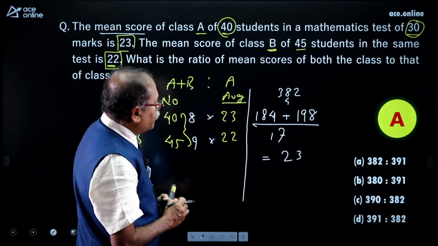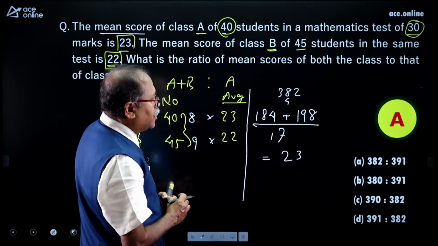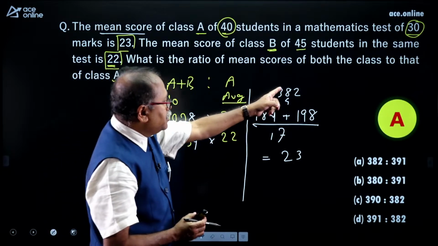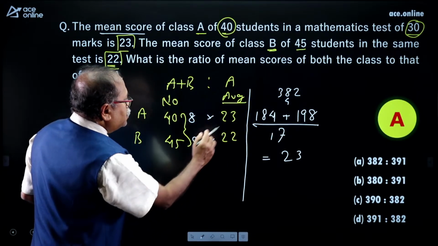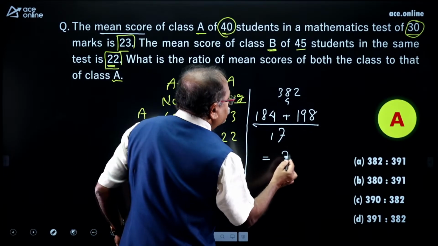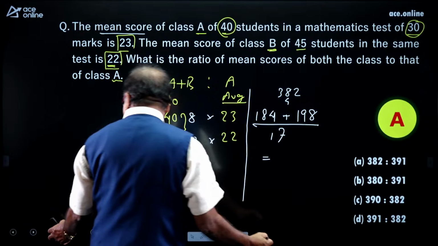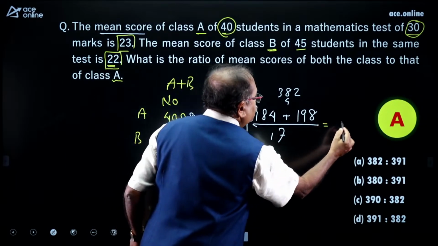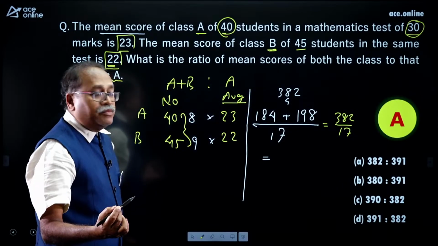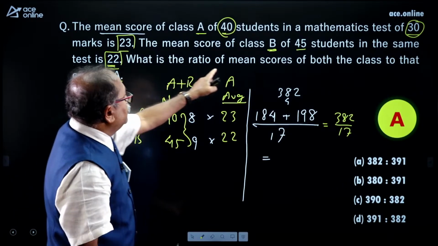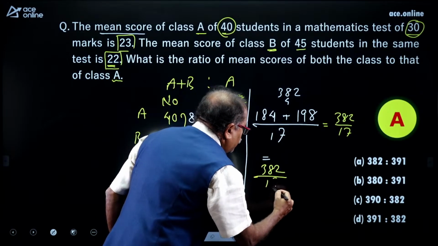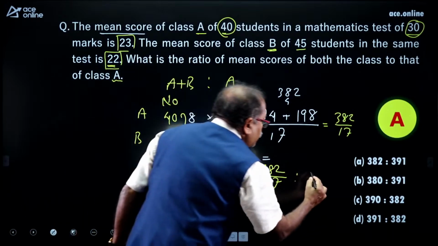Mean score. Am I getting the same thing over here? 382 by 17 is 2. Okay, make a small adjustment over here. I will consider this as 382 by 17, and my requirement is, it is said what is the mean of both the classes, that is 382 by 17 is to this 23.